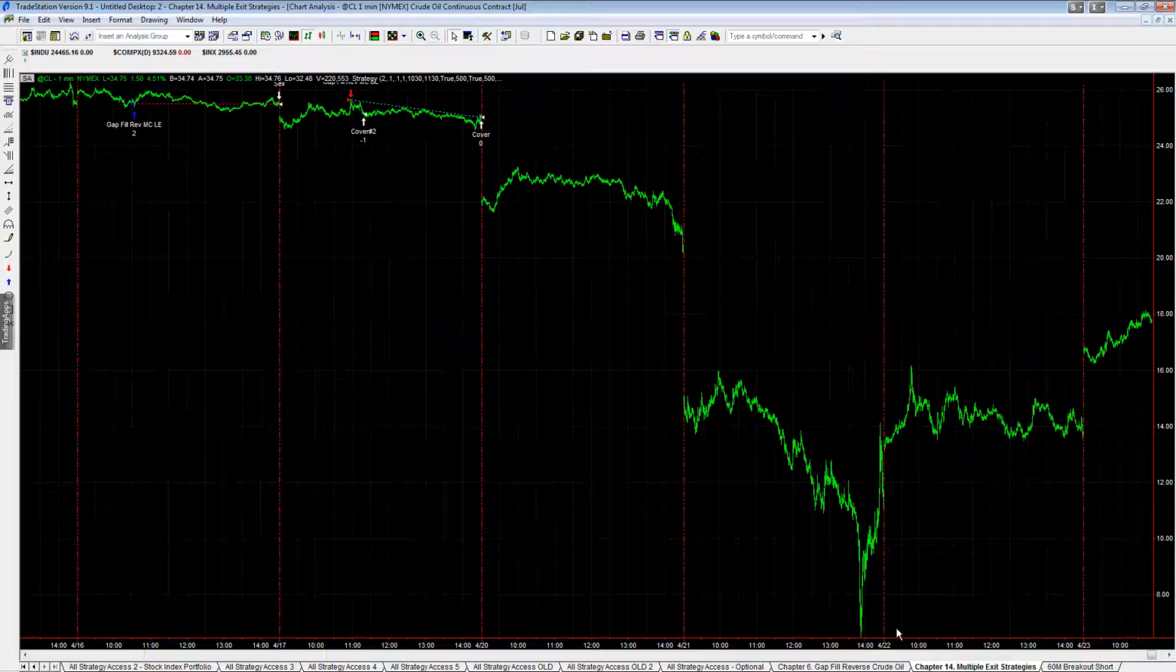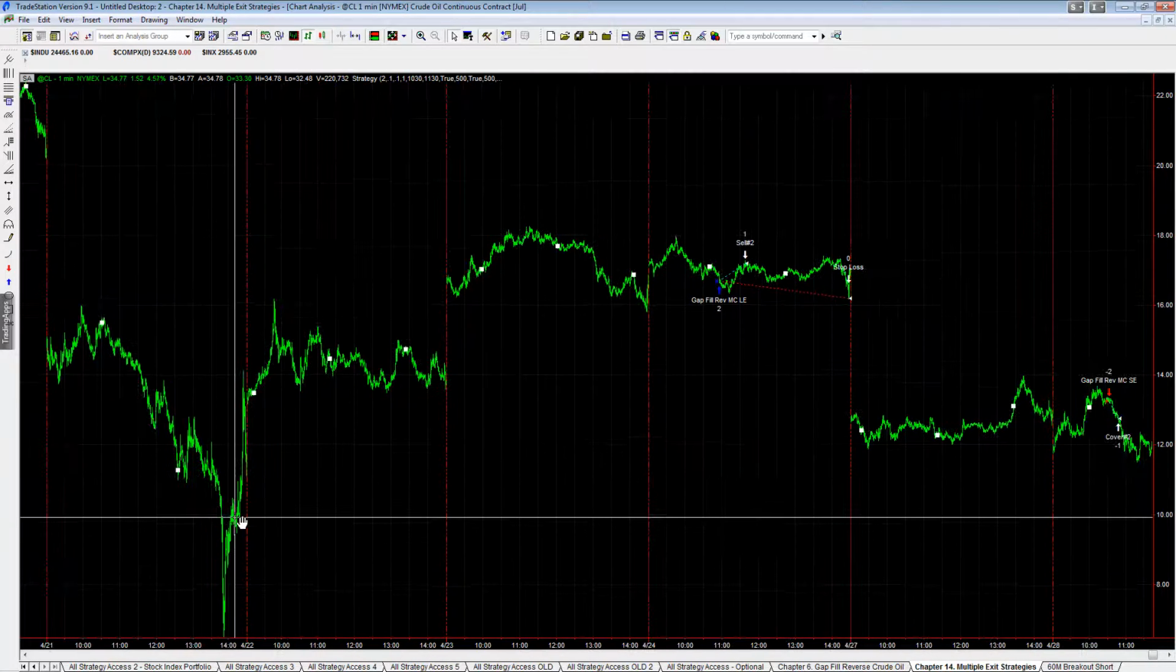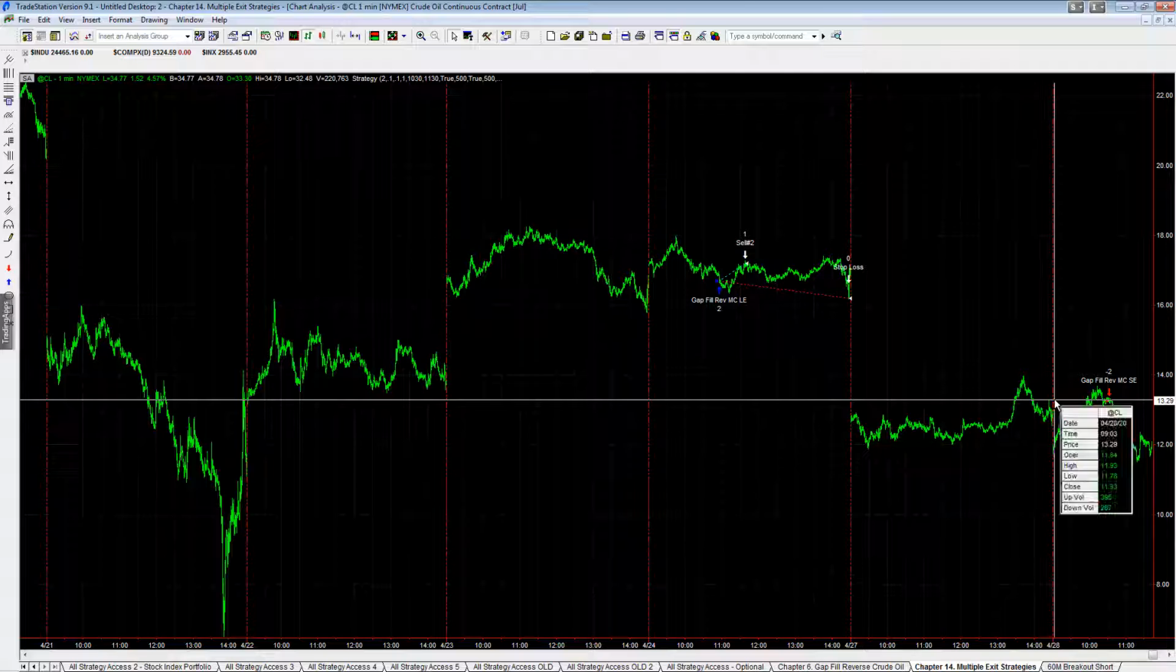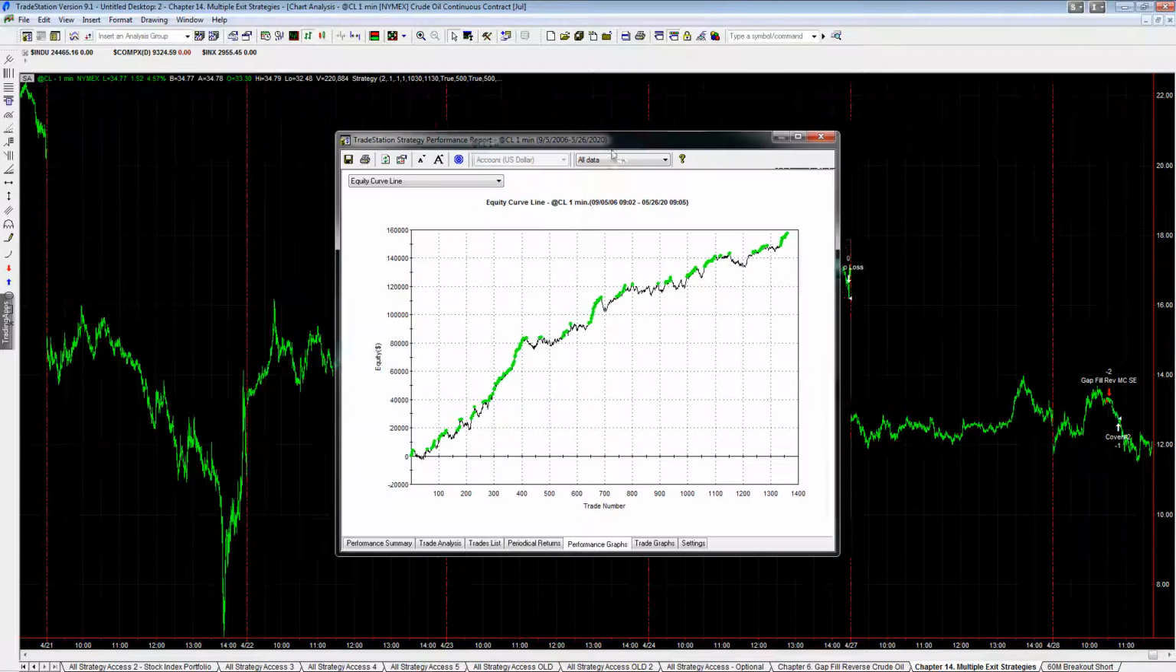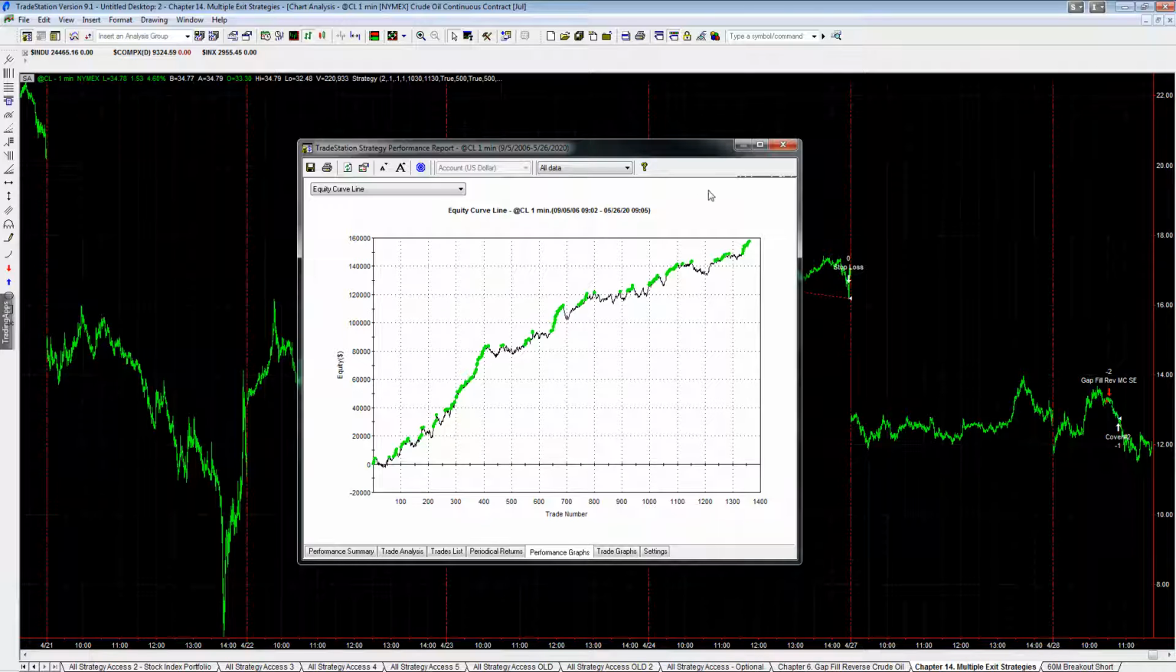It didn't trade down in this level. It didn't trade down in these levels. It did trade up here after the rebound. And so this is how it did. It did well during what was a difficult trading period in crude.